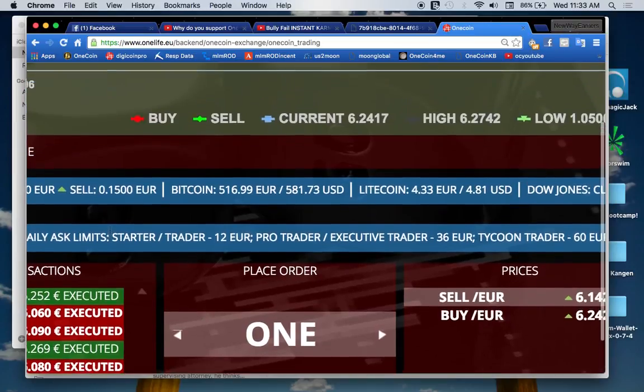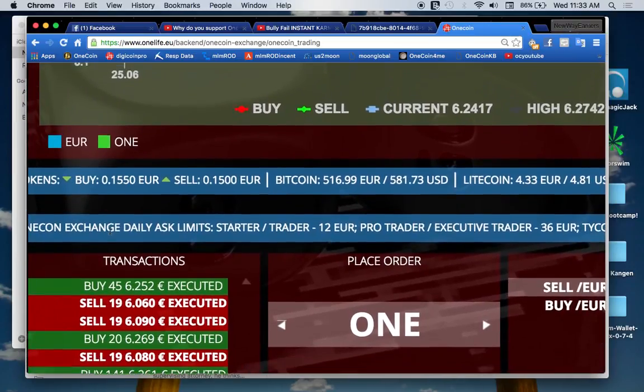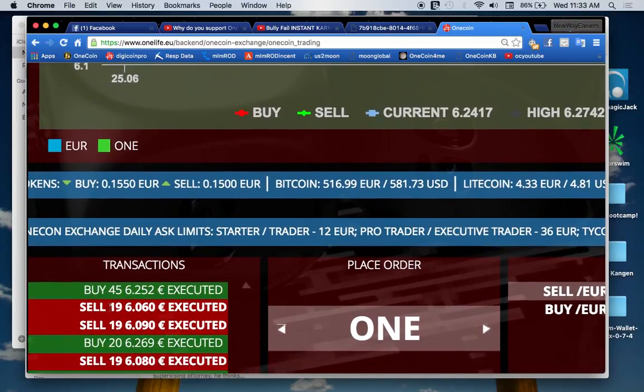As you can see, I did a couple of sells here. You can see my sell here was executed, my sell here was executed, and my sell here was executed. My buy was executed, and my buy was executed.